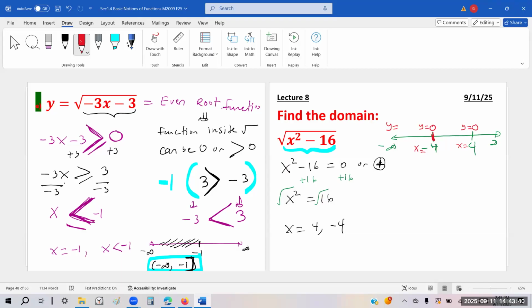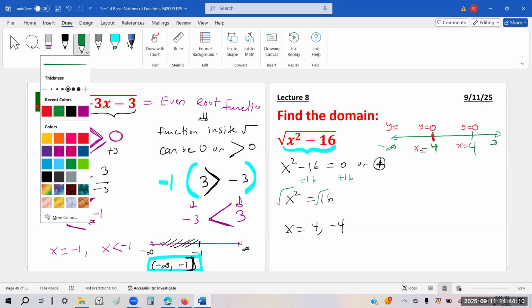But now we want to know when we have positive y. Do we have positive y in this interval? Do we have positive y in this interval? Or do we have positive y in this interval? We have to figure out when we have positive y. We know definitely y is 0 when x is negative and positive 4. We know that for sure because we solved it. But in between, where we have positive y, we cannot know it, so we have to solve it.